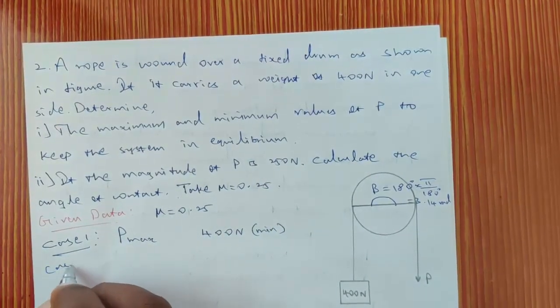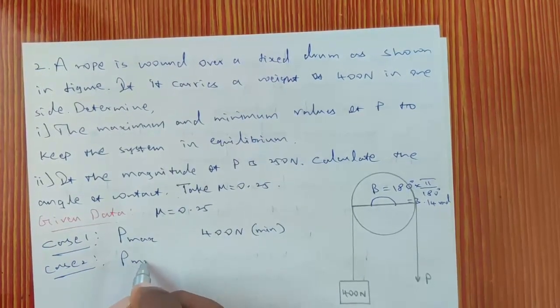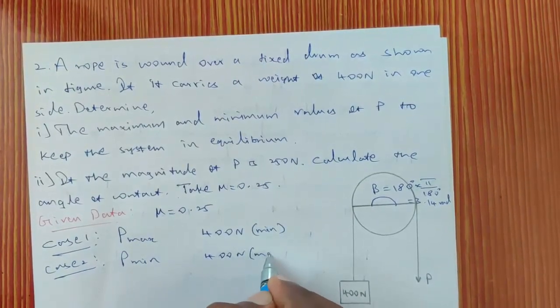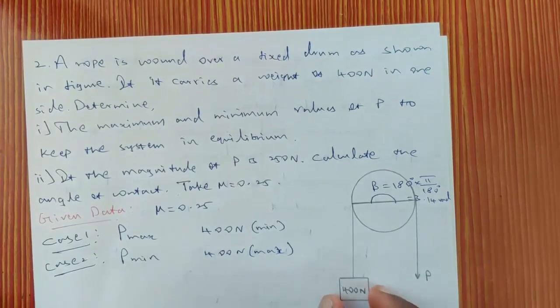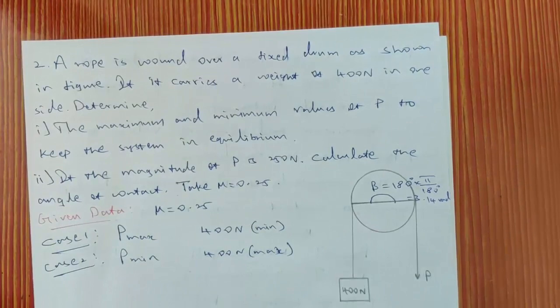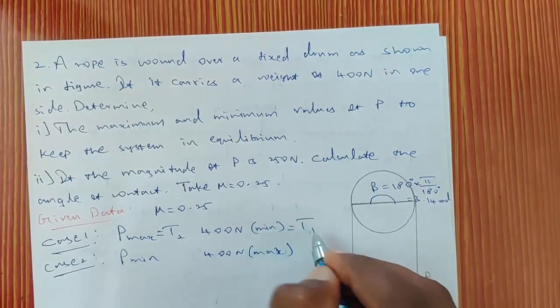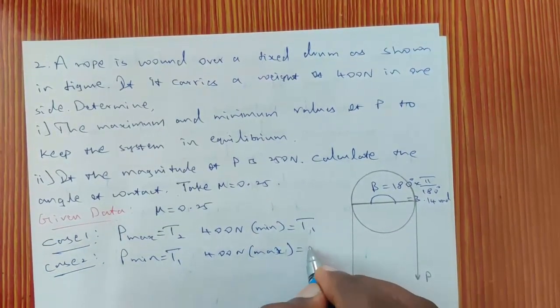Then case 2, if P is the minimum value, then the 400 Newton will be the maximum value. So if 400 Newton is maximum, then this 400 Newton is about to move in the downward direction. We know that from the velocity ratio, we have to take the maximum tension as T2. So here the maximum tension is P max, so it is T2 and T1. Here P is minimum, so it is T1 and T2.